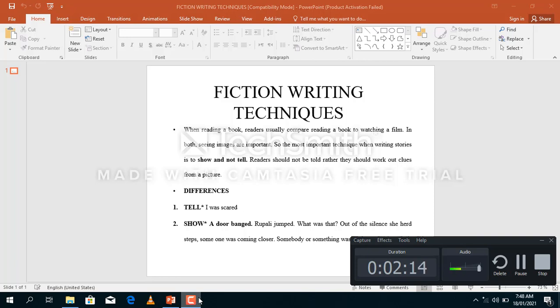So, readers do not need to be told. They can work out clues from a picture. In descriptive writing, you are supposed to describe the place, even a setting, and you use adjectives to do that. When reading a book, readers usually compare it to watching a film. I'll give you an example. J.K. Rowling wrote the Harry Potter novels, and those novels were made into movies.